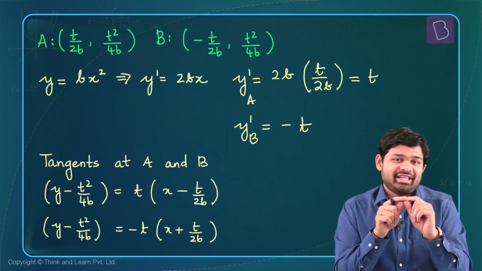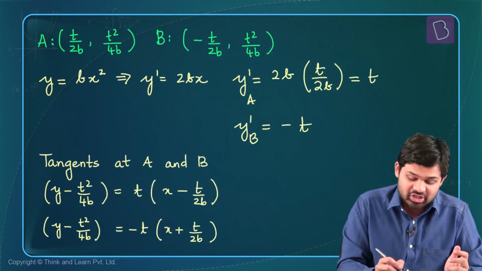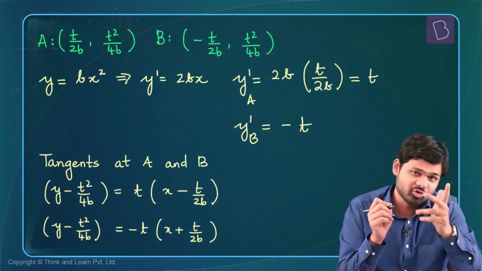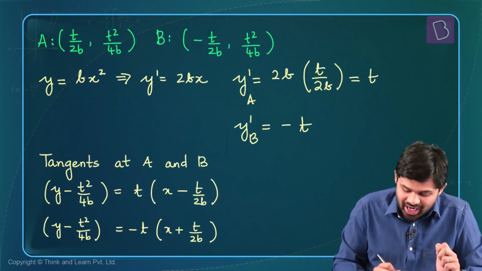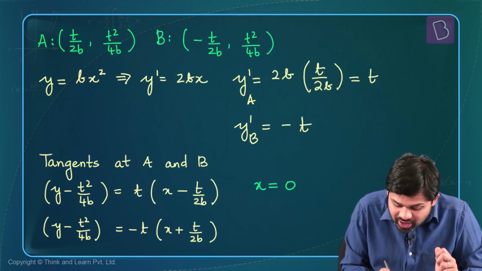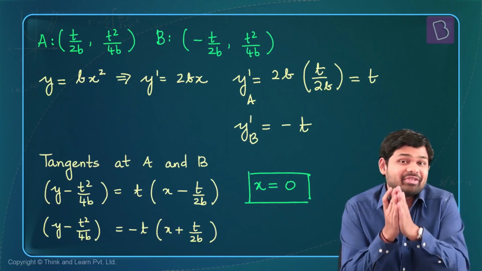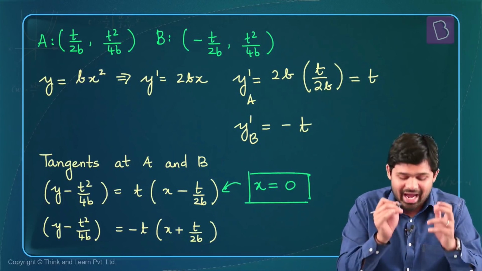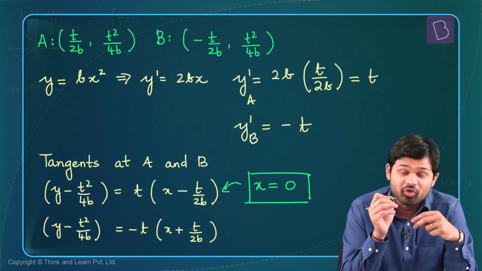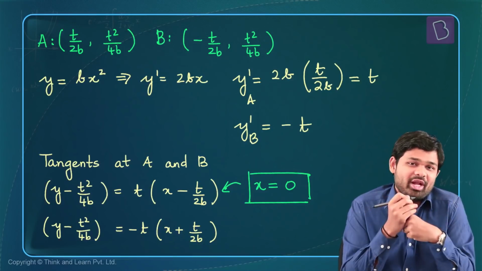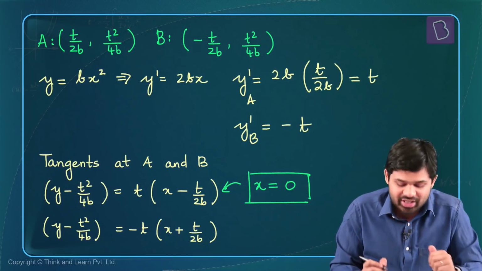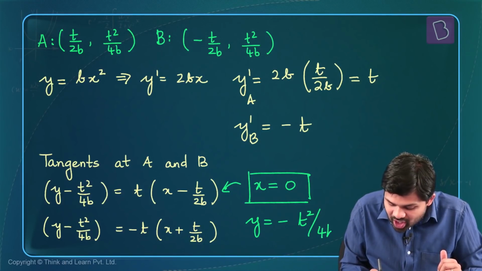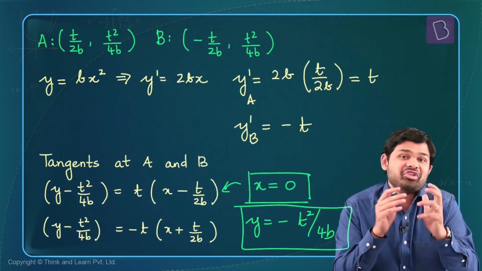Now these tangents intersect at a point, which means you have to solve these two equations simultaneously. If I do that, I'm going to subtract equation 1 from equation 2 or 2 from 1. If I do that subtraction, I will end up with x equal to 0. Then I substitute the value of x equal to 0 in this equation, and what do I get? y minus t square upon 4b equal to negative t square upon 2b. Take the t square upon 4b to the other side, and I will immediately get y equal to negative t square upon 4b. Very interesting, isn't it?